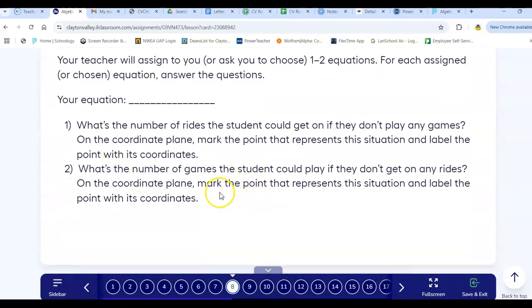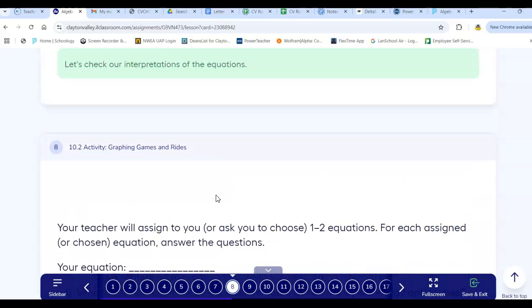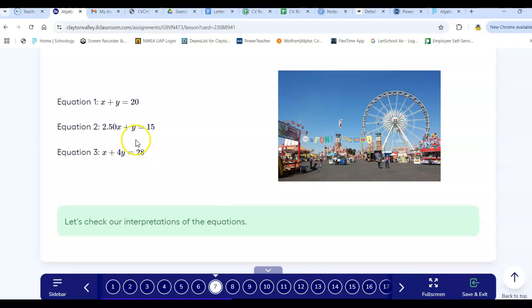And if I didn't go on any rides, how many games could I play? Okay? Well, if I didn't go on any rides, Y would be 0, right? Because I didn't go on any. And then I would just need to divide 15 by 2.5, and I get 7. Okay?